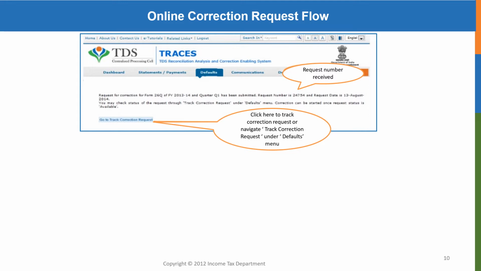Once you submit the request, this page will be displayed where you will get the request number as shown on the screen. You may note the request number for future reference. However, you can check the status of the correction statement by clicking the Track Correction Request button in the drop down in the Defaults menu. Alternatively, there is a button at the bottom of this page, Go to Track Correction Request. Click on that to track your correction request status.